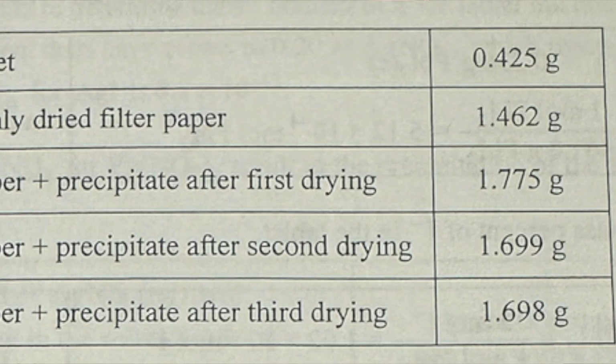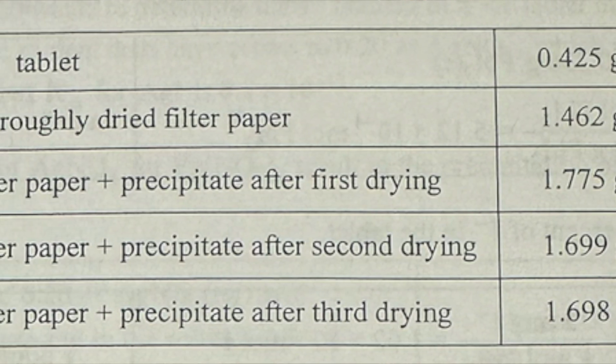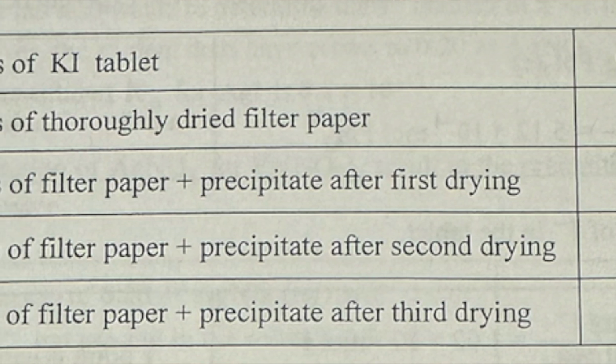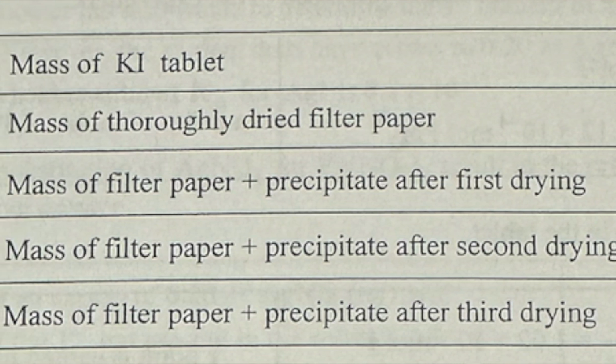So the question reads, the student is given the task of determining the iodide content of tablets that contain potassium iodide and an inert water-soluble sugar as a filler. A tablet is dissolved in 50 milliliters of distilled water, and an excess of 0.2 molar lead nitrate is added to the solution. A yellow precipitate forms, which is then filtered, washed, and dried. The data from the experiment are shown in the table above. So right here, you can see the data table as well as that question being presented.